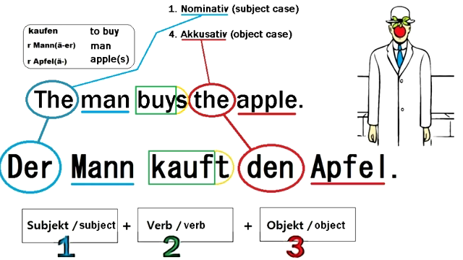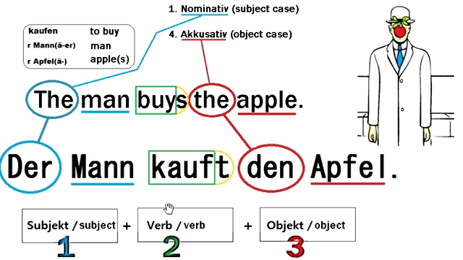Both English and German have a sentence structure of subject, verb, and object. So, for example, a person doing something comes first, and then the action, so what is done, and then the target thing of this action comes in the end.